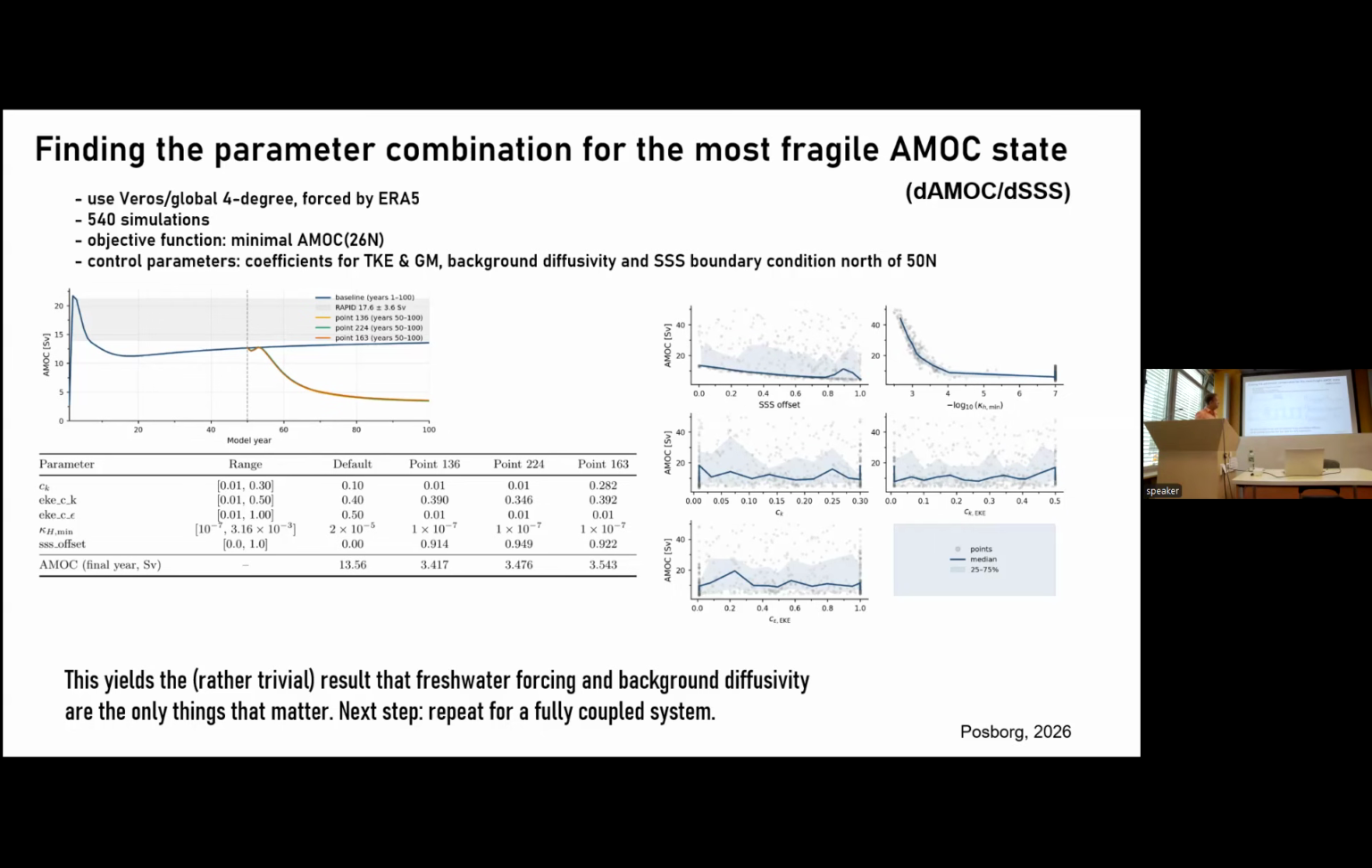Again, we use here our Veros ocean model, which can be run on GPUs. And we use several other simulations. What we simply use here as a loss function is the minimal AMOC. Here you see some of the visualizations of cuts through the topology of the loss function. This yields a rather trivial result that the freshwater forcing depends on the background diffusivity and freshwater, or the AMOC strength. So this is not super exciting. This is something we could have expected, but the goal was that this is the first step.